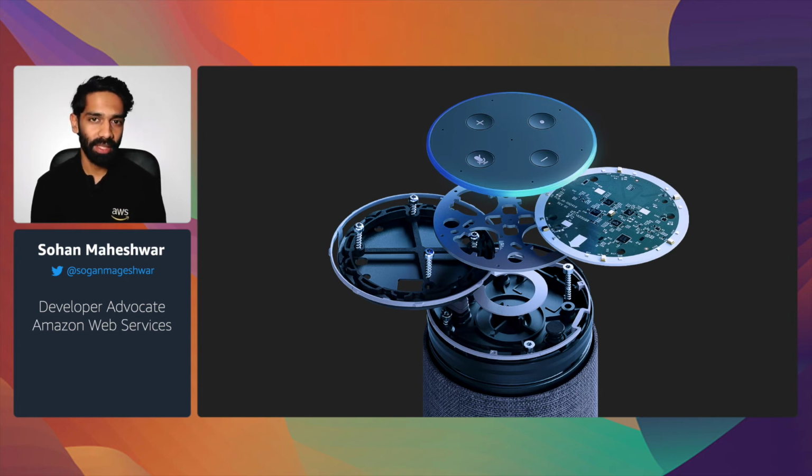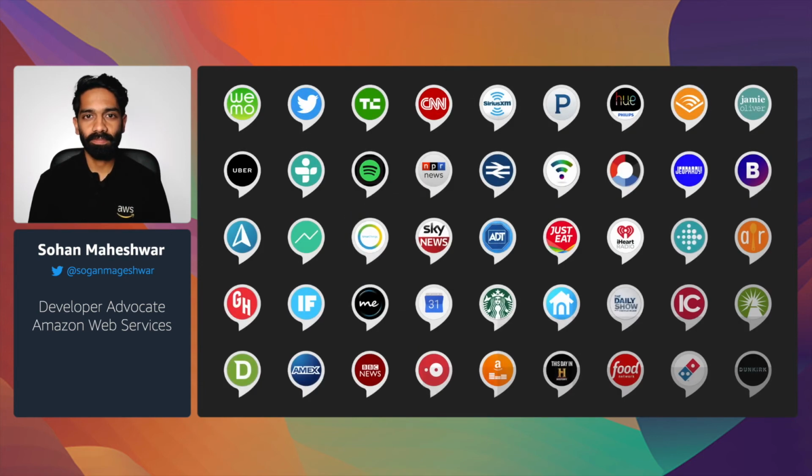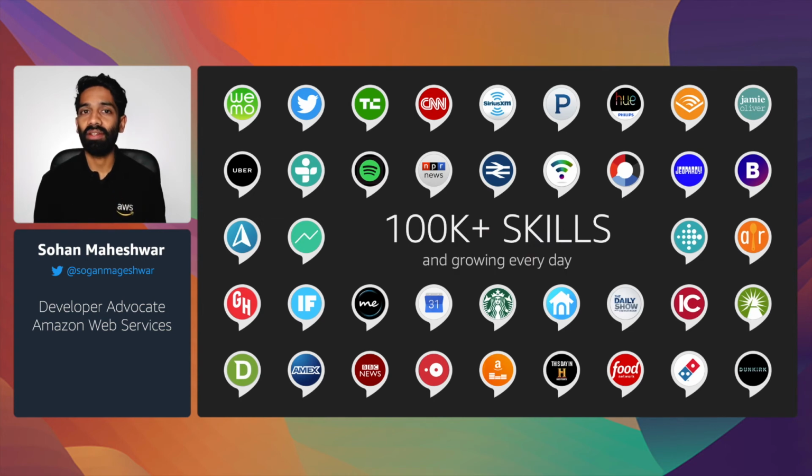Now, when it comes to Alexa, there is something called a skill. Think of it as similar to how the mobile ecosystem has apps. Alexa has skills. So anybody can build a voice-based experience, called an Alexa skill, and upload it to the skill store. Right now, there are 100,000 plus skills worldwide, and that number is just growing.